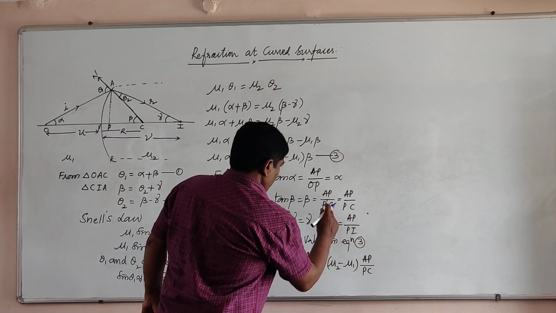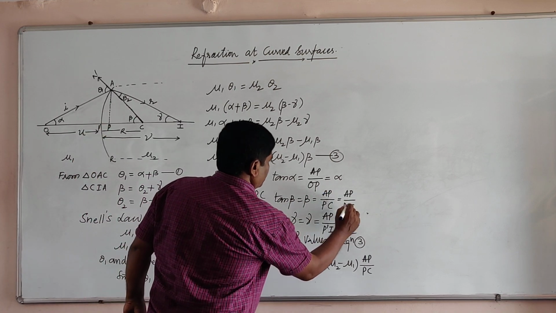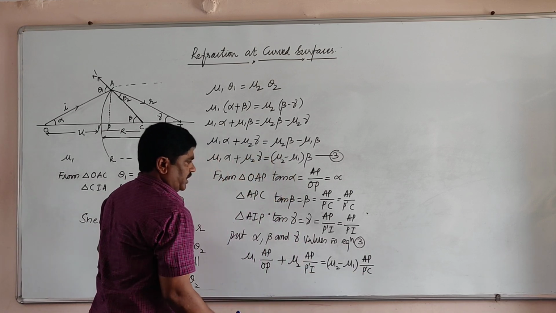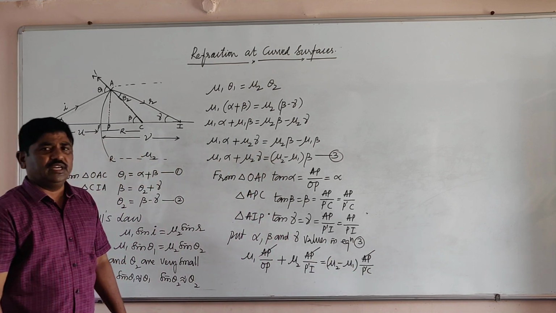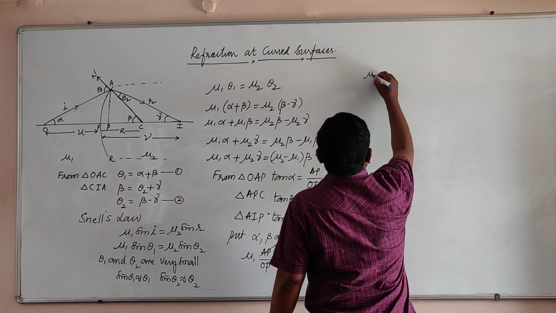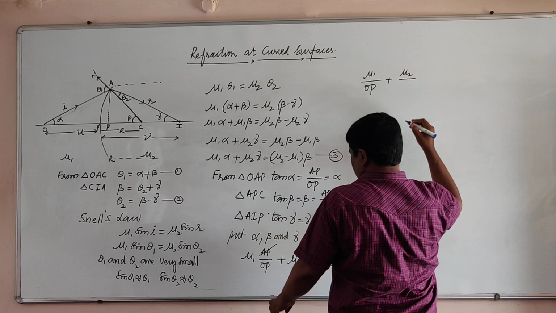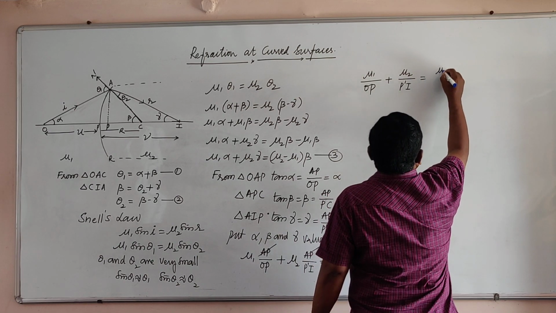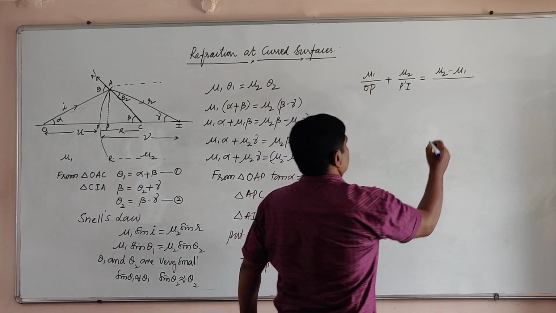So P dash C value. AP by PC will take and it becomes P dash C you can take. So now it is P dash. Now in this way the common term is what? AP I can cancel, because in every term the AP is present. Then we will write mu1 by OP, plus mu2 by P dash I, is equal to mu2 minus mu1 by this P dash C.